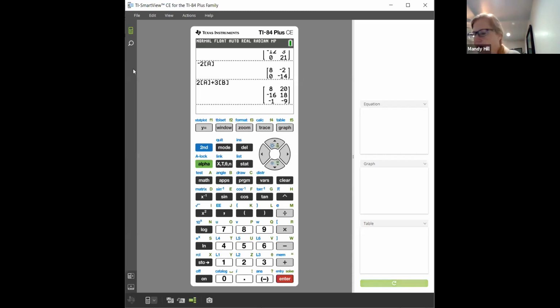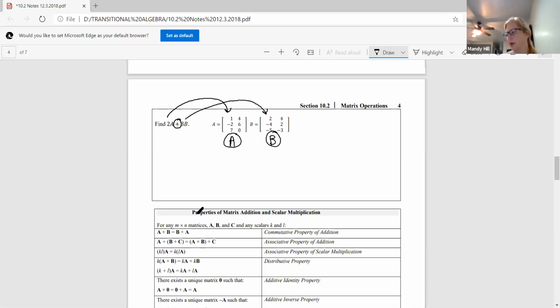So we get these answers by taking matrix A and multiplying by 2, and matrix B and multiplying it by 3, and then adding them together. Okay, so you can use your graphing calculator to do that. And I do think that in this case, it probably does save you a little bit of time. We worked this on the calculator, and we get 8, 20, negative 16, 18, negative 1, and negative 9.